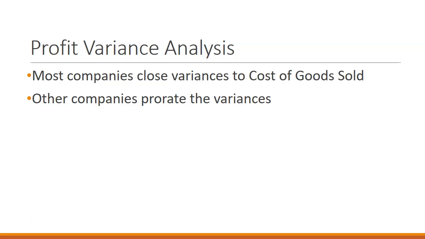So with our variances, if it's a small amount, we're just going to write it off to cost of goods sold. However, if it's a material amount, we need to prorate those variances between our work in process inventory, our finished goods inventory, and our cost of goods sold, just like we would with a material amount of under or over applied overhead.